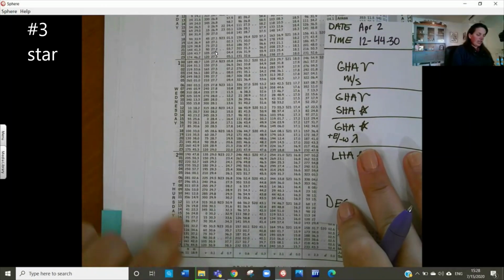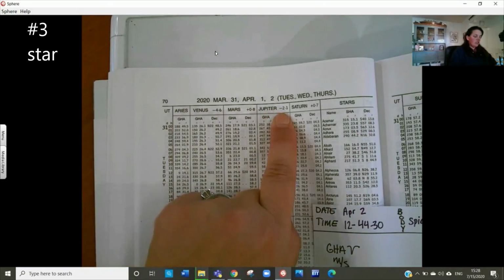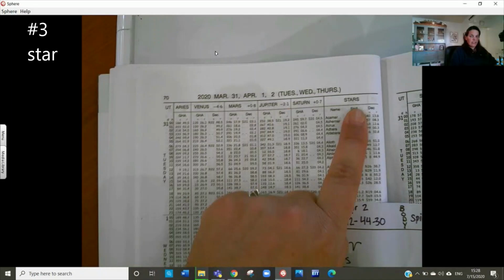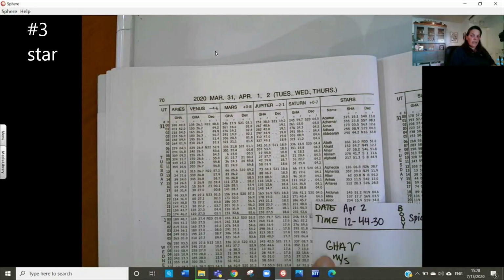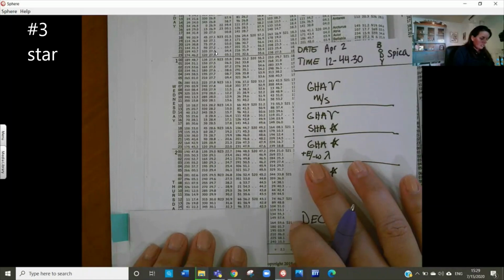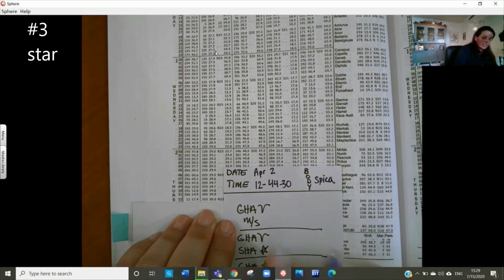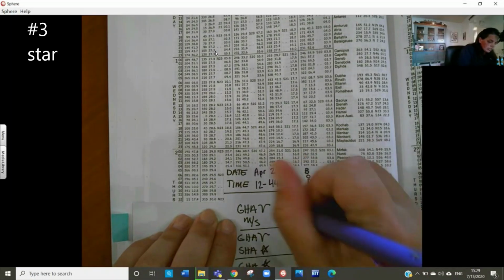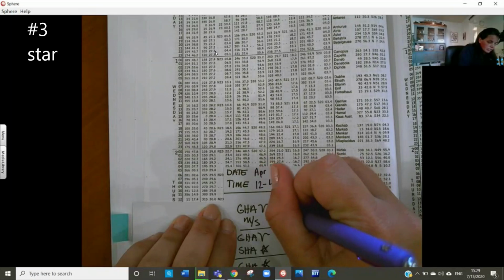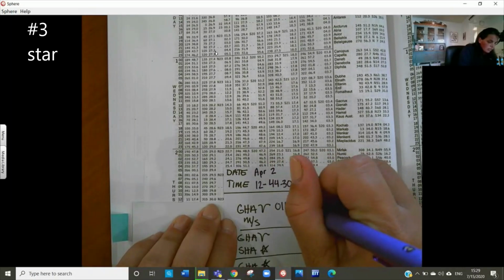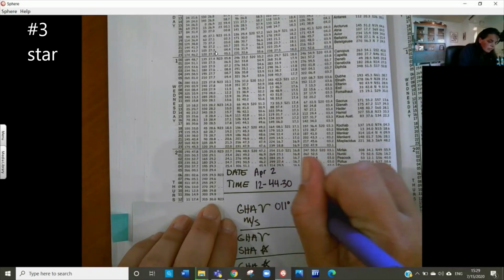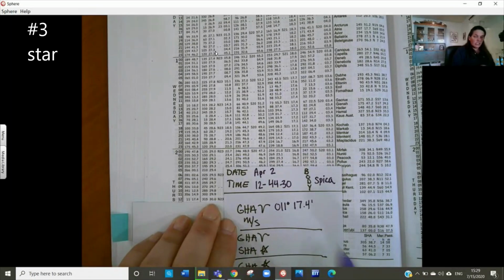So on the 2nd, again at the top here, we have Aries, Venus, Mars, Jupiter, Saturn, and then the stars. So we're going to get our GHA of Aries as our first thing. So we are going to use my little card, and our time is 12:44. So our GHA of Aries at 1200 is going to be 011 degrees 17.4 minutes, and that's our GHA of Aries.